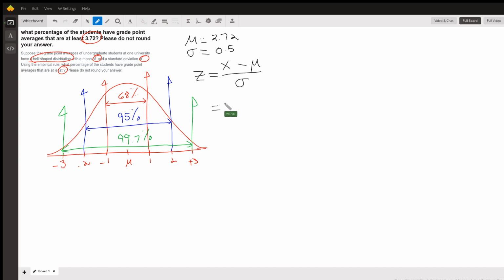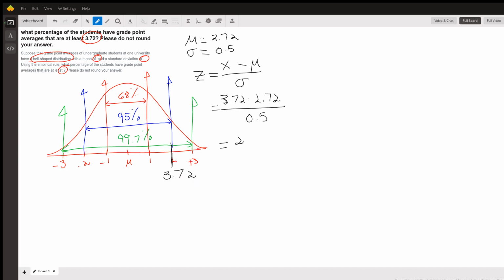And so that's going to be 3.72 minus 2.72 divided by 0.5, and that's equal to 2. So if our mean was 2.72 and our standard deviation was 0.5, then our grade point average of 3.72 is 2 standard deviations above the mean. So it would be right here, 3.72.